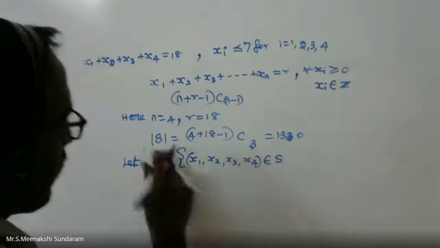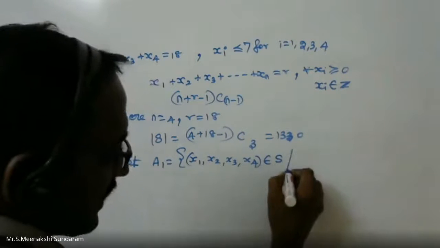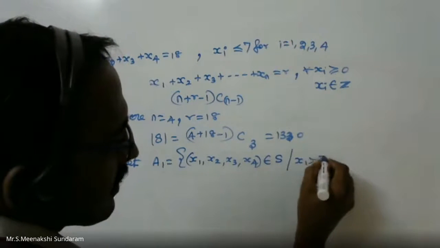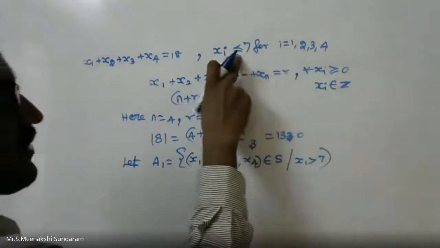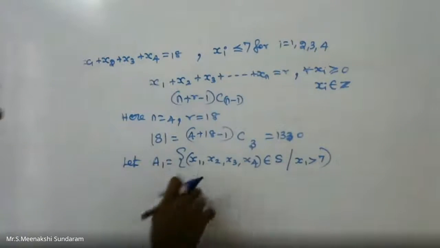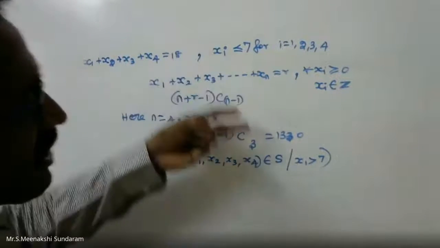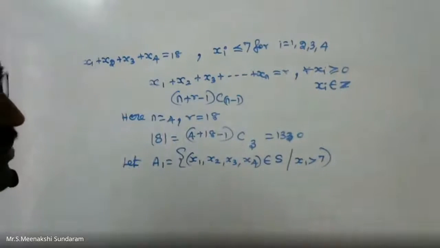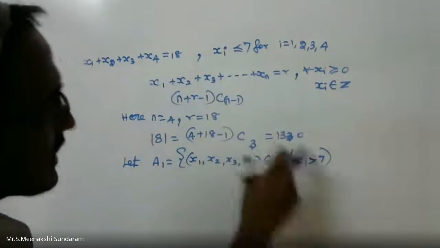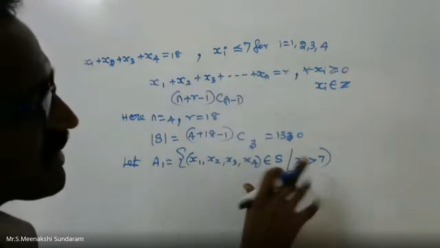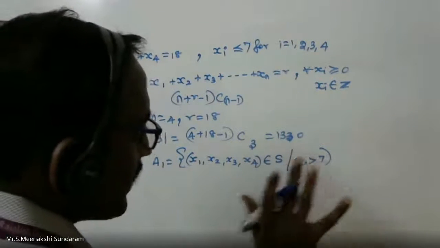The case is such that x1 must be at least 7, so they have asked for less than or equal to 7. We always use inclusion-exclusion on the opposite side. So for less than or equal to 7, I like to go for greater than 7. Since equal to is given, it becomes strictly greater than 7. So x1 should be greater than 7.